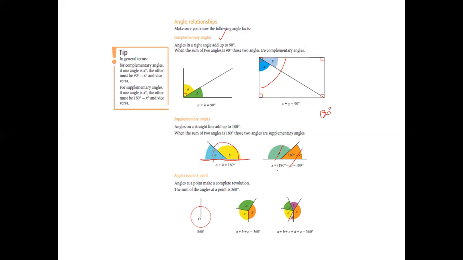So it's supplementary angles. Angles around a point: angles at a point make a complete revolution. The sum of the angles at a point is 360. So it's a circle. Circles are always equal to 360 degrees. As you see here, A, B, C make a circle, so the sum of A, B, C is 360 degrees. And here A, B, C, D also make a circle. If you draw these diagrams, you get 360 degrees.